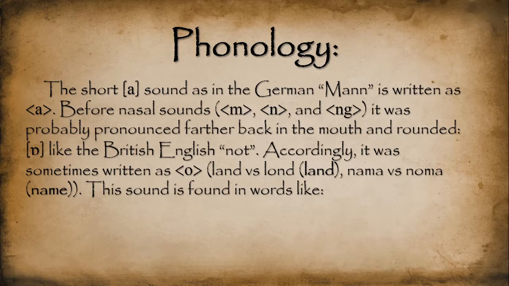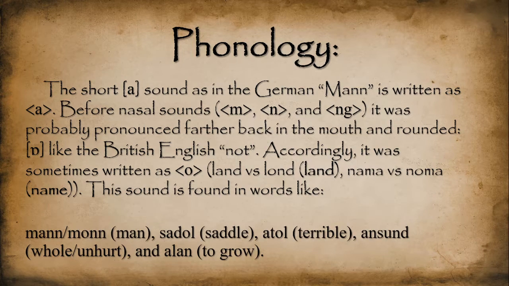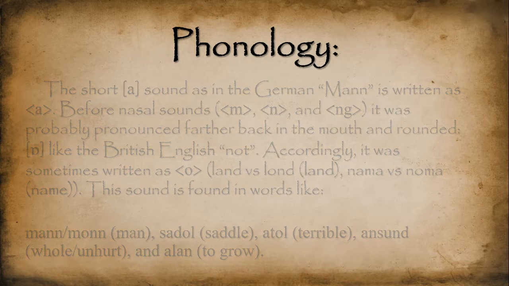The short A sound, as in the German Mann, is written as A. Before nasal sounds, M, N, and NG, it was probably pronounced farther back in the mouth and rounded, like the British English "not". Accordingly, it was sometimes written as O, so we have L-A-N-D versus L-O-N-D, meaning land, and N-A-M-A versus N-O-M-A, meaning name. This sound is found in words like mon for man, sadel for saddle, atol for terrible, onsund for whole or unhurt, and alan to grow.